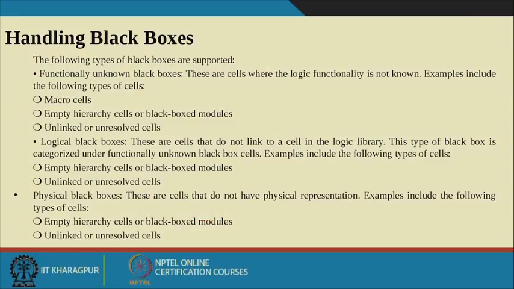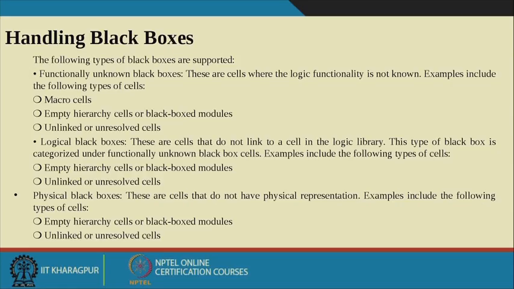The first is the functionality unknown black box. That means you don't know the functionality of that black box. This indicates cells where the logic functionality is not known to me. Examples include the following types of cells: macro cells, empty hierarchy cells, black box modules, or unlinked or unresolved cells. Whenever there are macro cells or this type of cells, I don't know their functionality, but they have been used in my design. So how can I handle those types of black box?